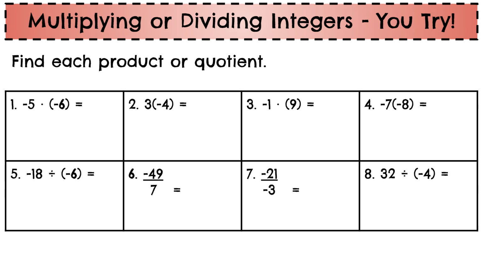Here are some examples. They are also found in your notes. So we'll do the first one together, and then I would like you to try 2 through 8. For number 1, negative 5 times negative 6. I'm multiplying integers, and they have the same sign. So it's like those signs cancel each other out. So the answer is just a positive 30. Go ahead and give 2 through 8 a try on this worksheet. You can pause this video while you work on them.